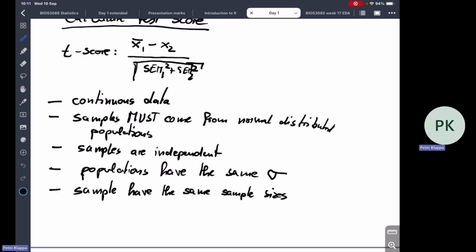So if you test, for example, 20 participants in the placebo group, you need to have 20 participants in the treatment arm. Because otherwise the t-test will give you some numbers that may or may not be absolutely correct. So these are the terms and conditions under which you can do a t-test.